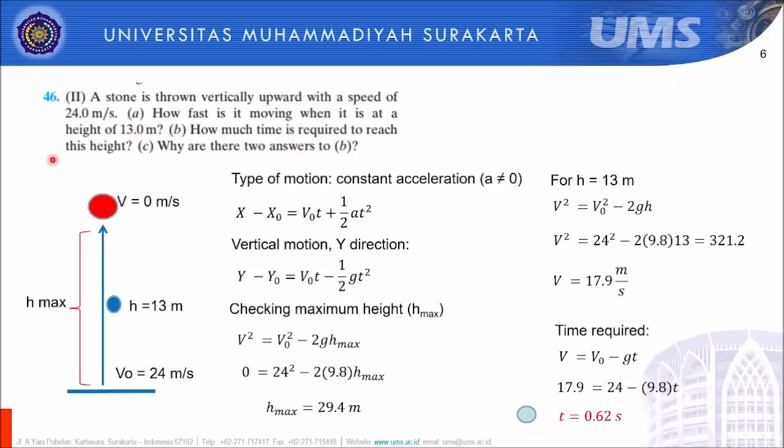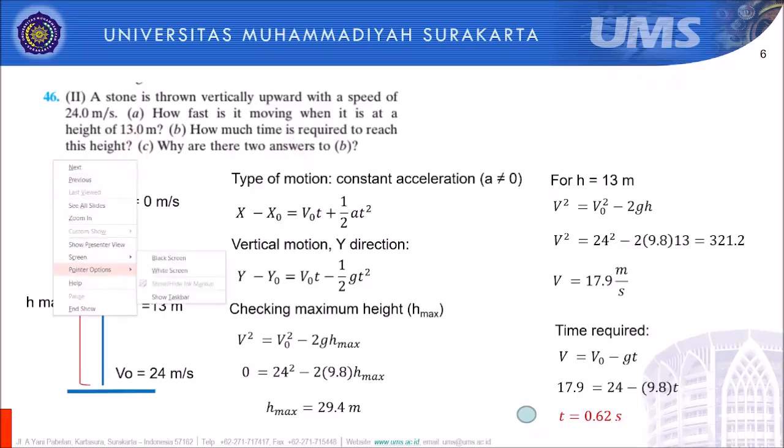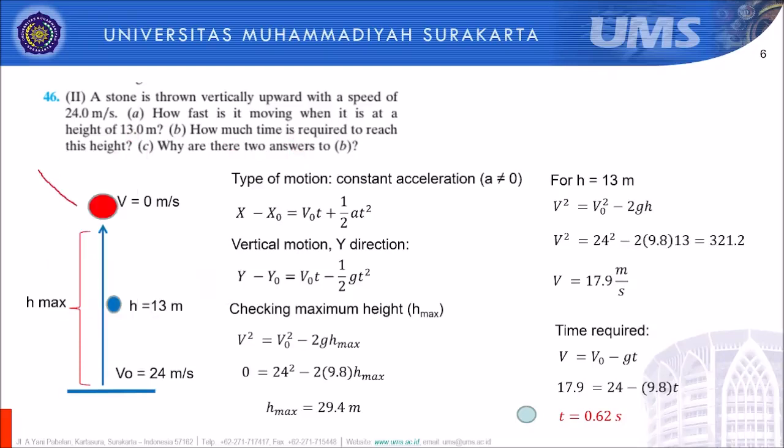So the first step, as usual, try and make a description. The stone is thrown from the ground. The initial speed is 24, right here. And the question is how fast is it moving when it is at the height of 13. Put the speed at this point.